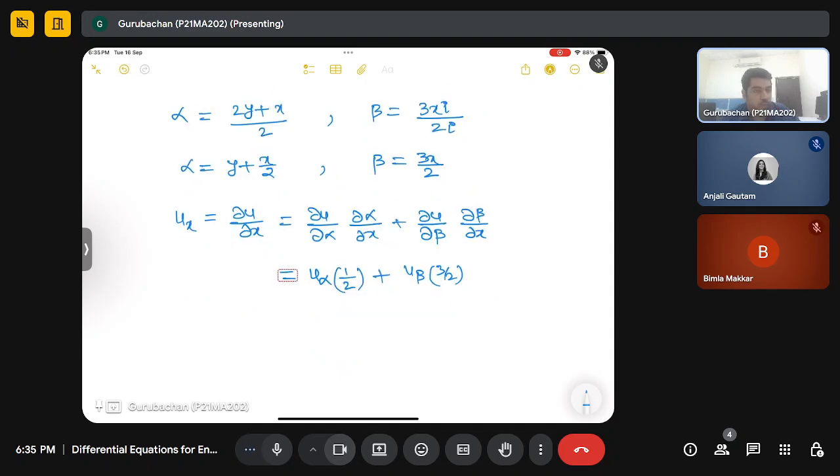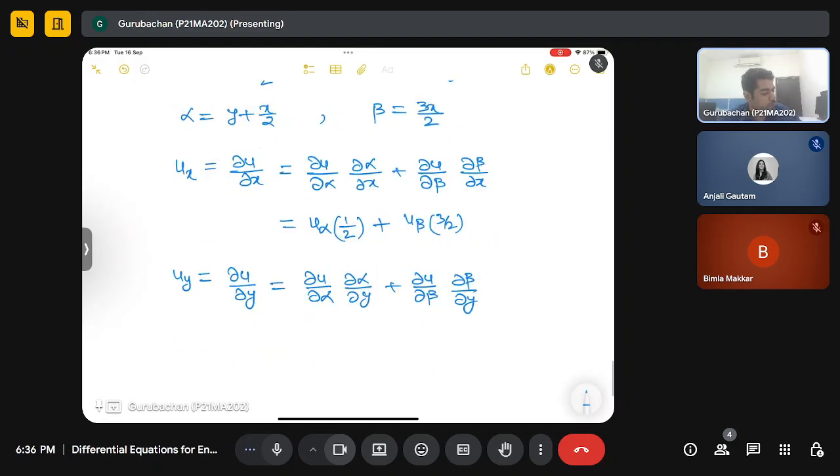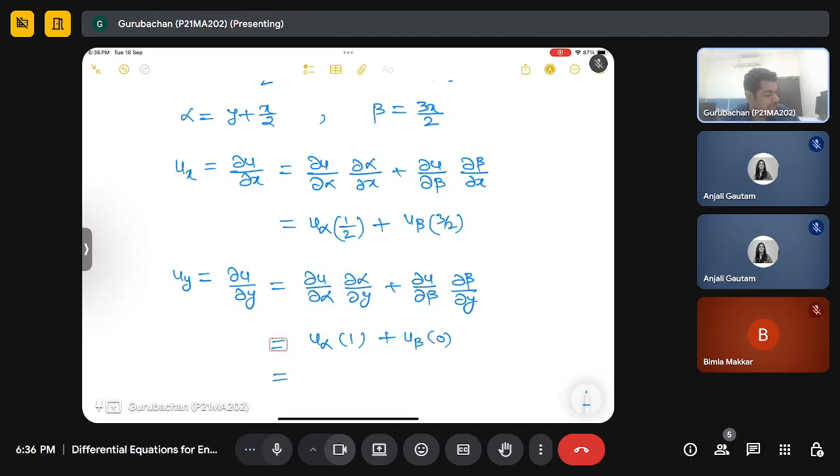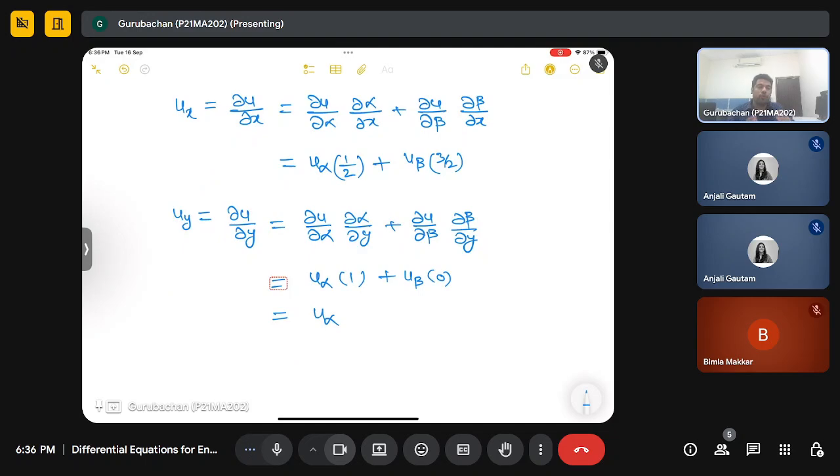In the same way, you calculate uy. So del u by del y gives you del u by del alpha times del alpha by del y, plus the partial derivative with respect to beta and the partial derivative of beta with respect to y. So this will give you u alpha, and with respect to y it gives 1, plus u beta, and for beta with respect to y, there is no component of y, so this will directly give you u alpha.